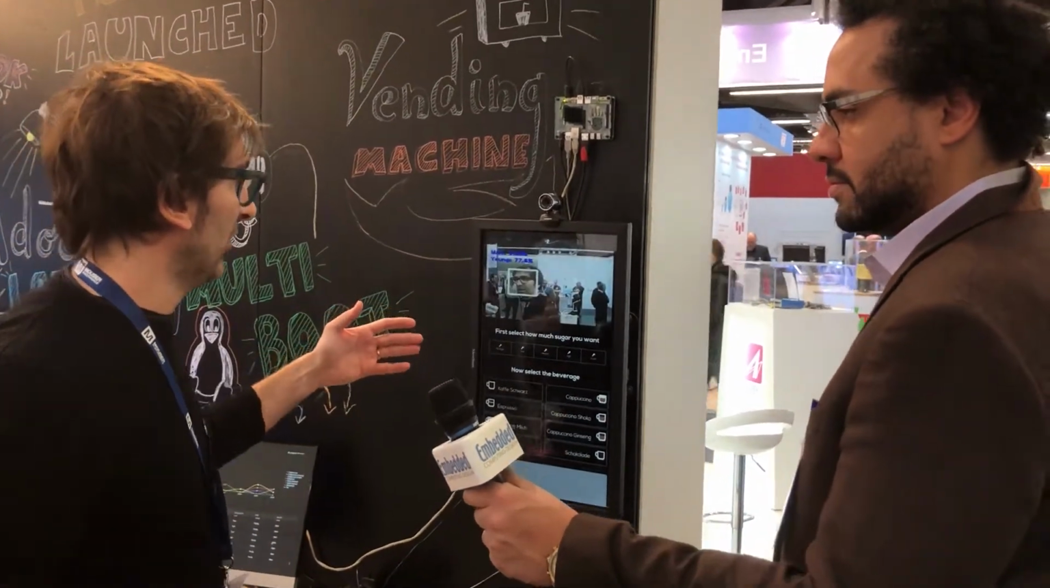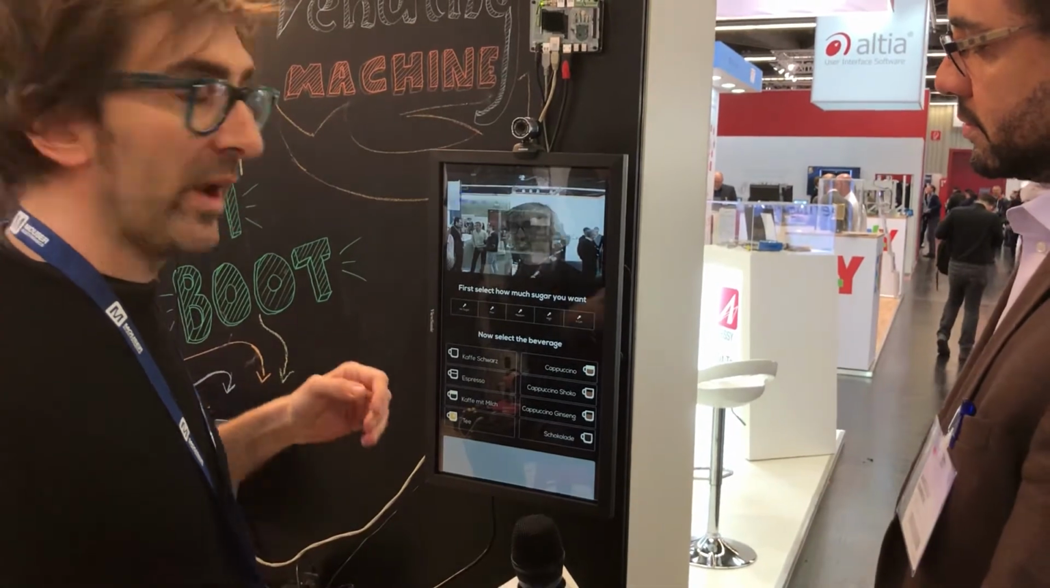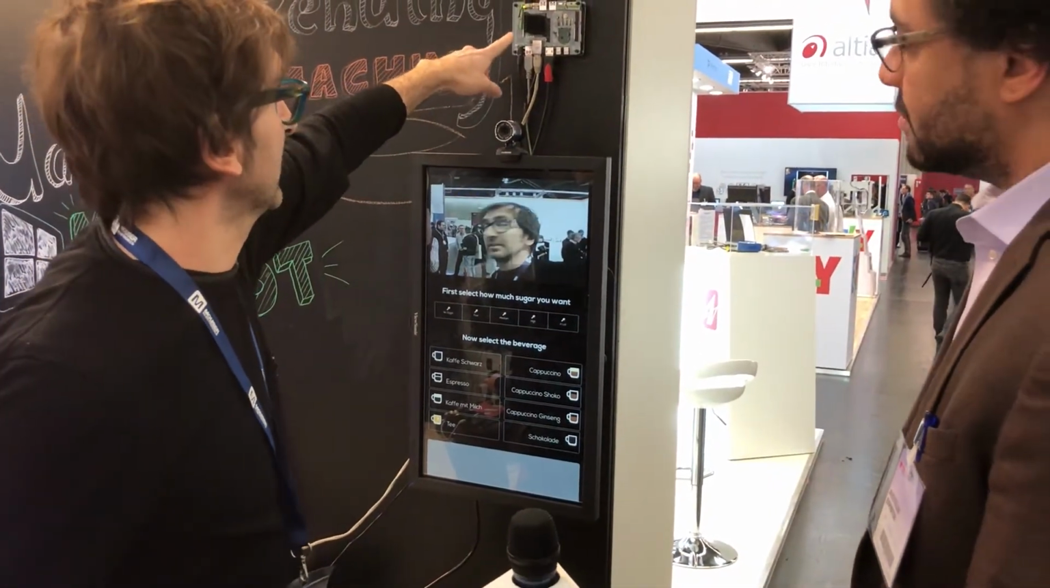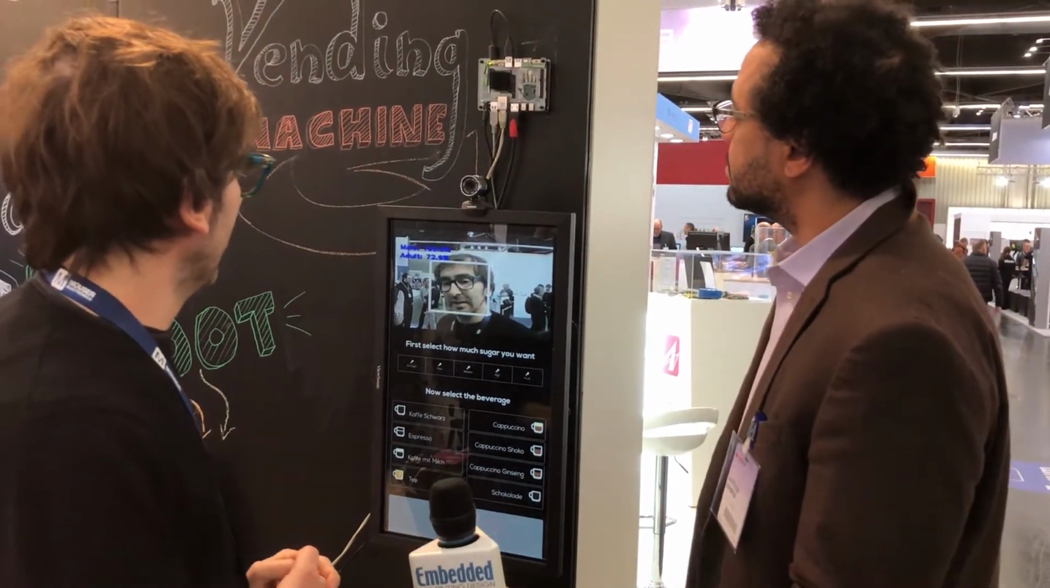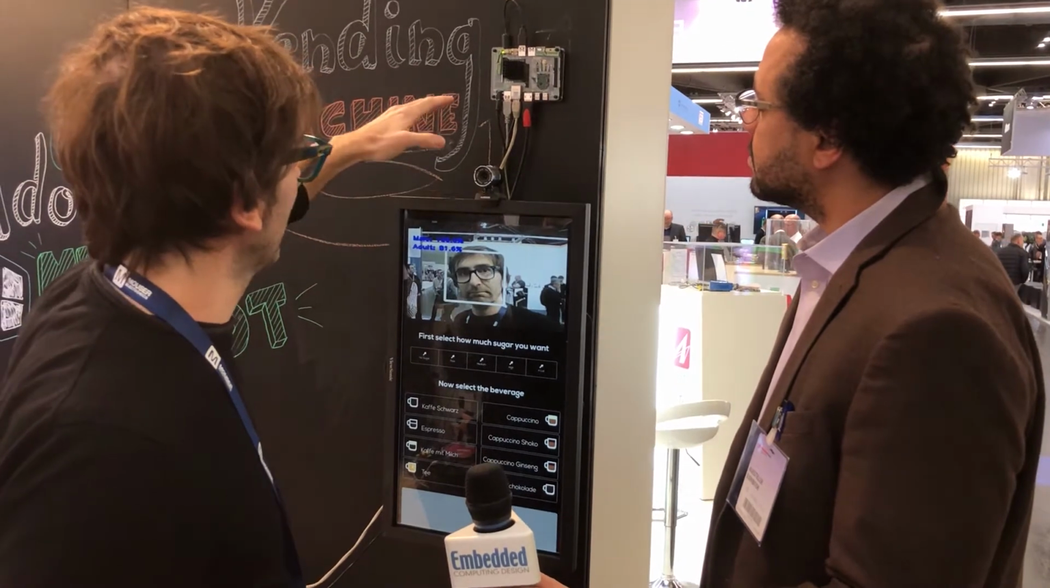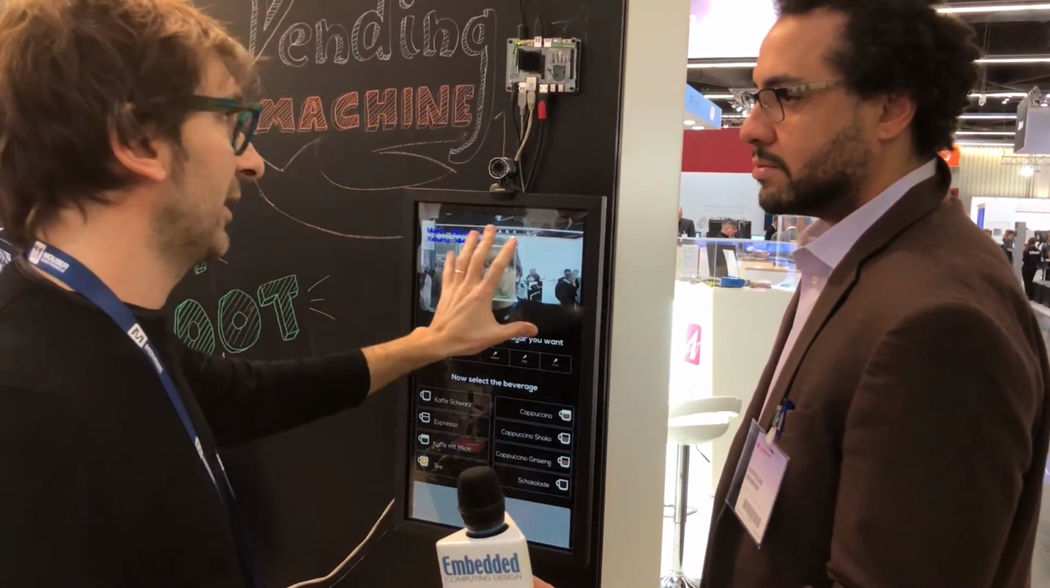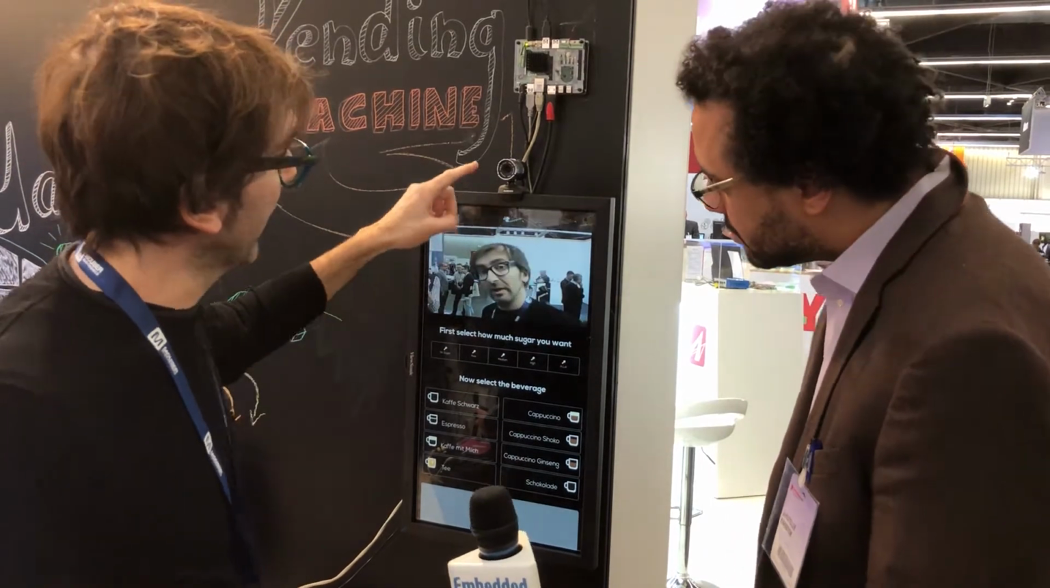Yes, this year we are presenting new applications and new services that are more related to industrial IoT, all based on the Udoo boards and the industrial versions of the Udoo boards. For example, here we have a vending machine with a Udoo x86, an Intel-based board, connected to a monitor with the interface of the vending machine and a camera.